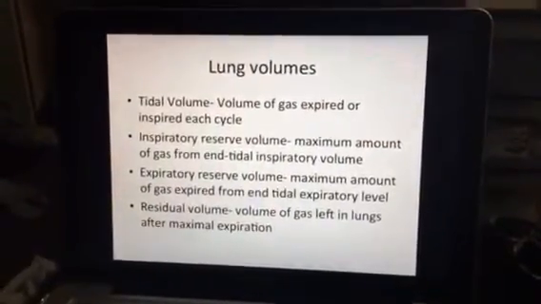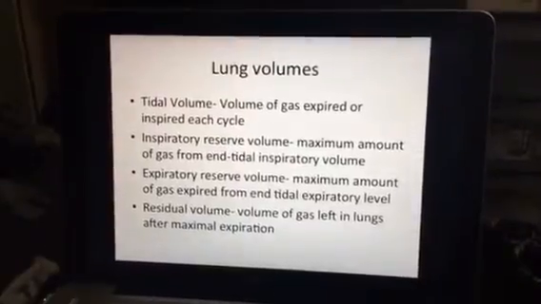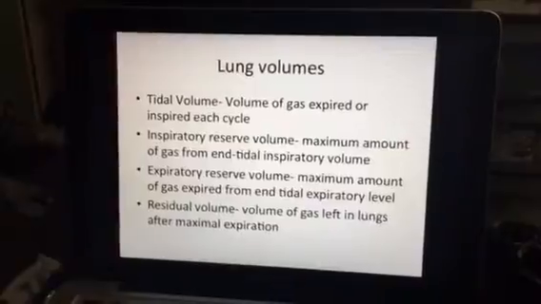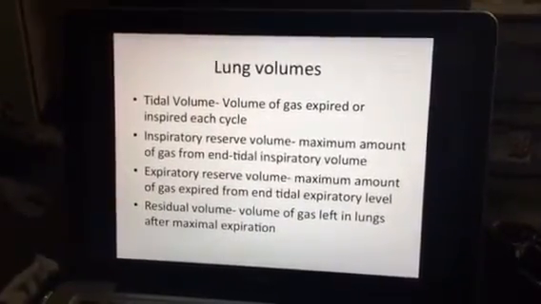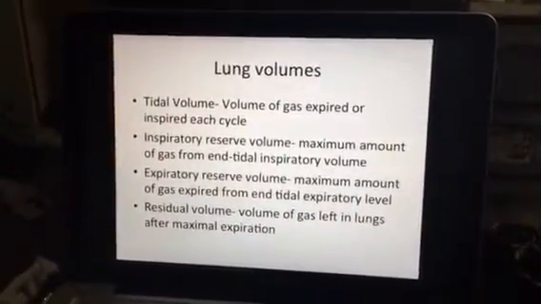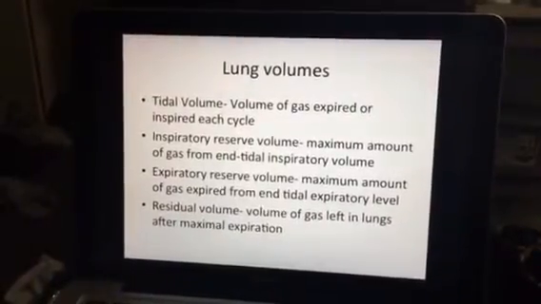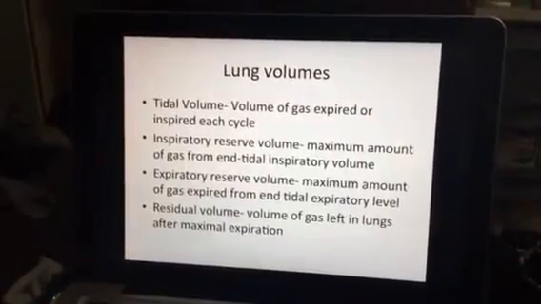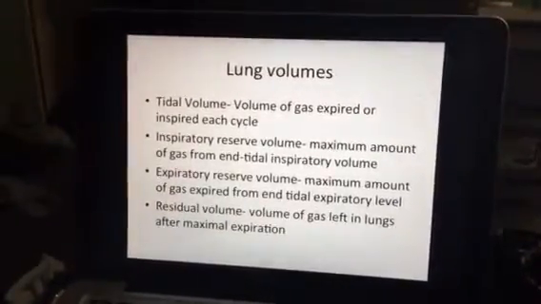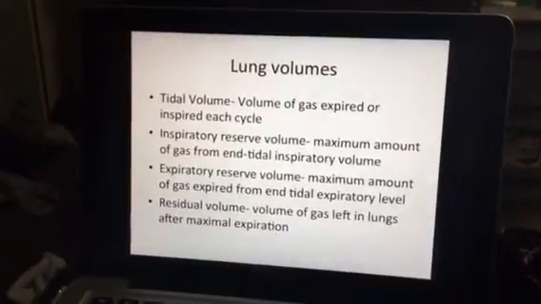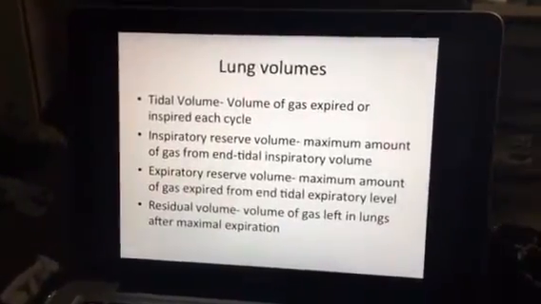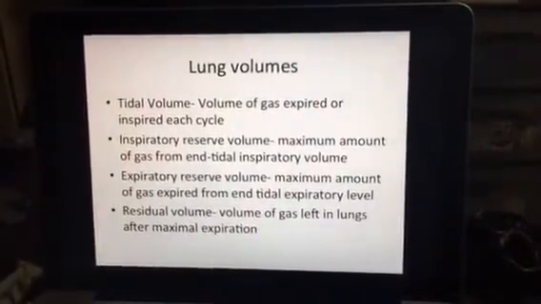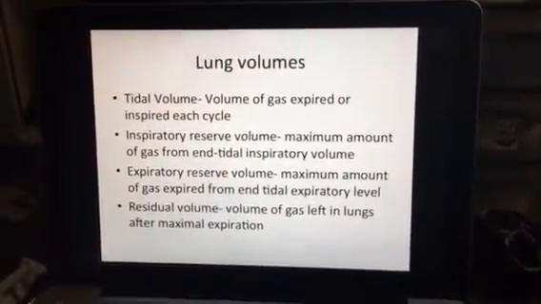Now we're going to talk about lung volumes. Tidal volume is the volume of gas expired or inspired each cycle. Inspiratory reserve volume is the maximum amount of gas inspired from the end tidal inspiratory volume. Expiratory reserve volume is the maximum amount of gas expired from the end tidal expiratory level. And then residual volume is the volume of gas left in the lungs after maximal expiration.